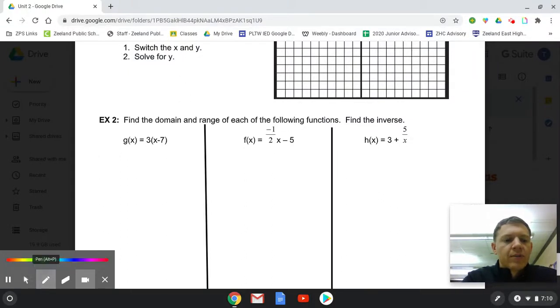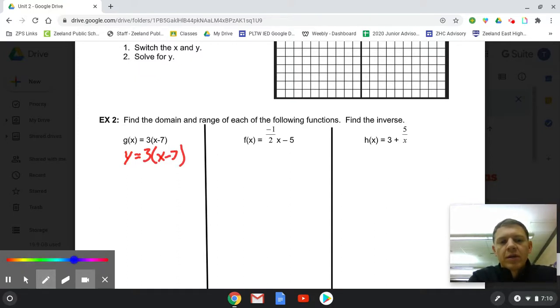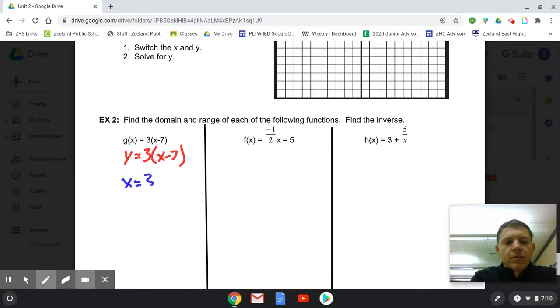Before I do that, I'm just going to rewrite this in red. This g of x is y equals 3 times x minus 7. And now in blue, I'm going to do the second step of our instructions here. I'm going to solve for y. So switch x and y, bang. I just literally replace them with each other. Now I've got to solve for y.